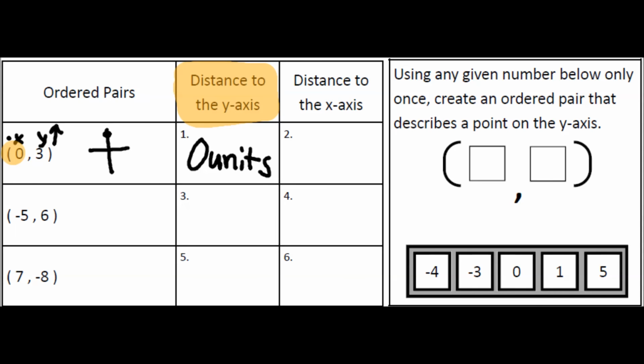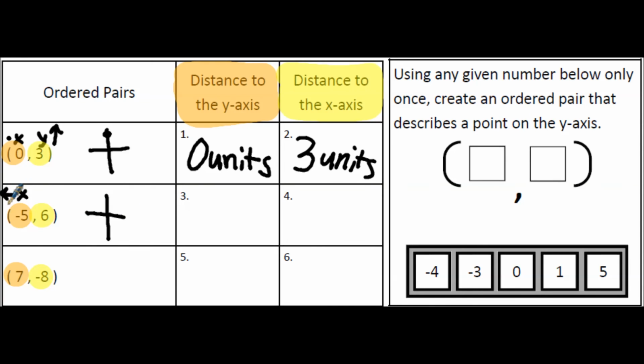So for this ordered pair, we have our x-coordinate and our y-coordinate, and our x-coordinate is 0, so we're not going to move for our x-coordinate, and our y-coordinate is positive, so we're going to be moving up that amount. So we're going to stay in the center and then just move up 3 spaces. If I'm trying to find the distance to the y-axis, I'm actually looking at the x-coordinate, and if I'm trying to find the distance to the x-axis, I'm actually looking at the y-coordinate.